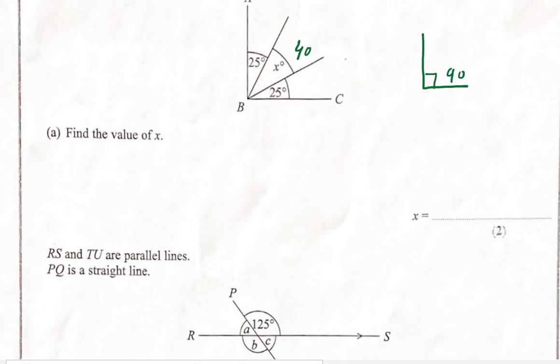So you can do it like this, or you can add these two together. So you do 25 plus 25 is going to be 50. Then you do 90 minus 50 is going to be 40. You can do it this way as well, up to you. So it's a 2 marks question, easy peasy. So this is going to be 40.